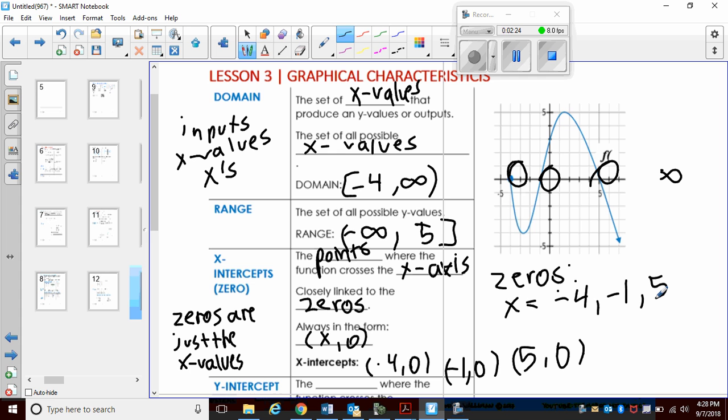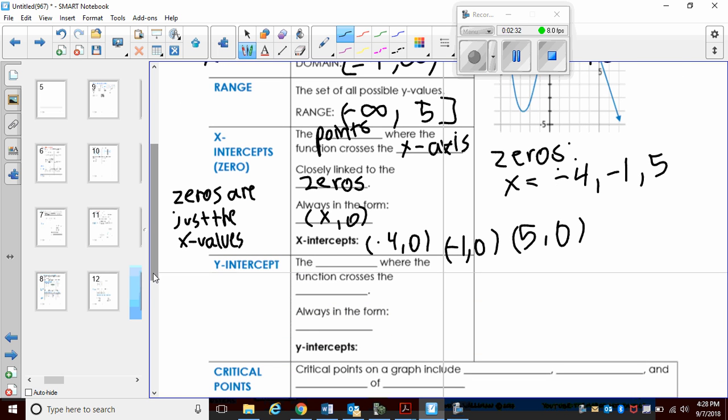Now, my y-intercept is right here at 0, comma, 3. It's the point where the object crosses the y-axis. Always in the form 0, comma, y. And my y-intercept is 0, comma, 3.